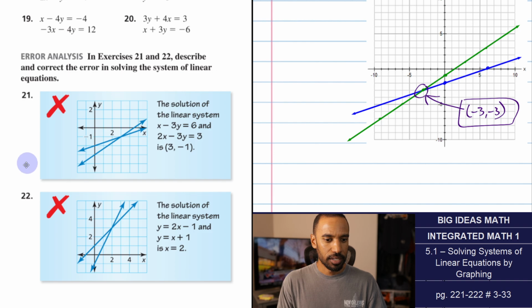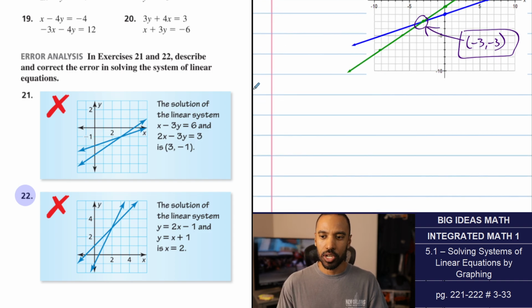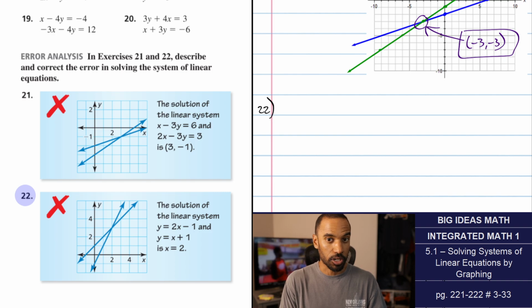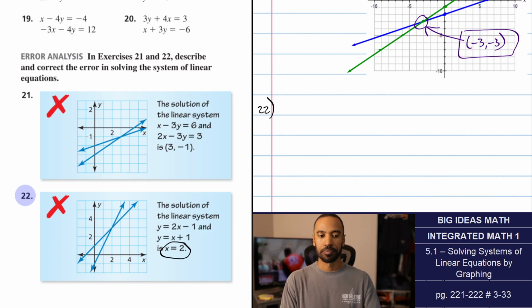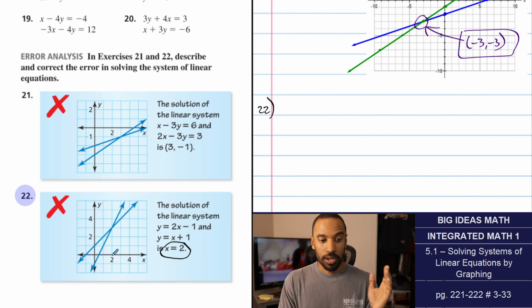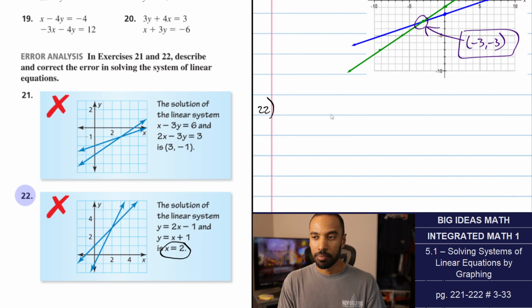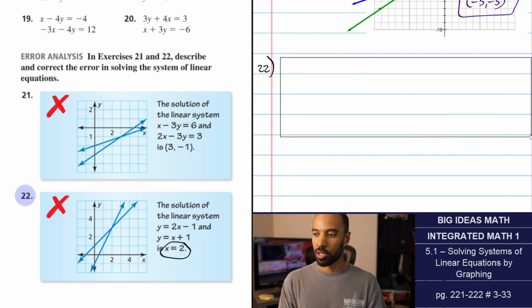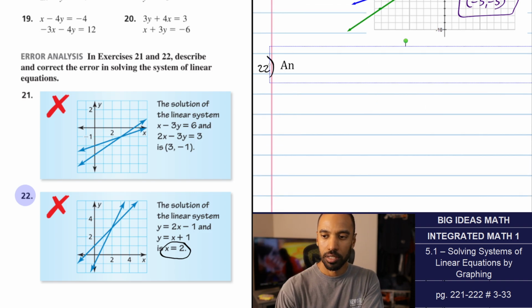The solution of the linear system, y equals this and y equals this, is x equals 2. Knowing that they generally only get one part wrong in their error analysis, I'm going to assume their graphs are actually correct. Because the thing I'm seeing incorrectly is right here, this x equals 2. It's not that they don't intersect at the x value of 2, but you also need the y value. An ordered pair is needed for a solution to a system of equations.